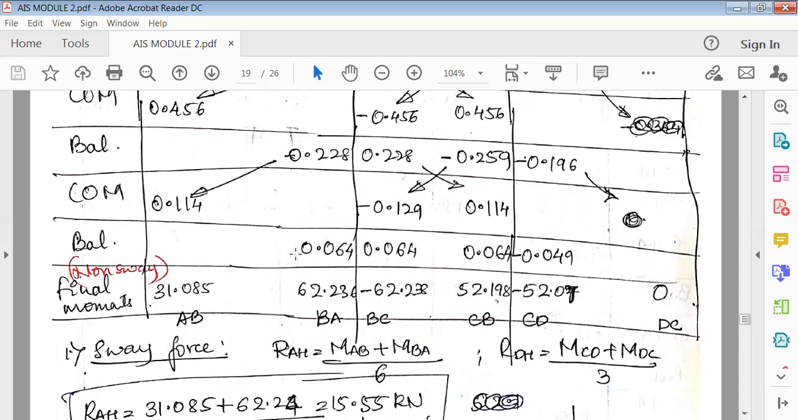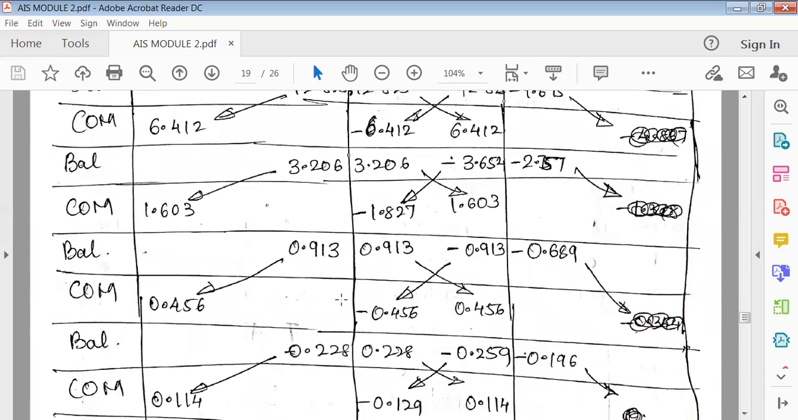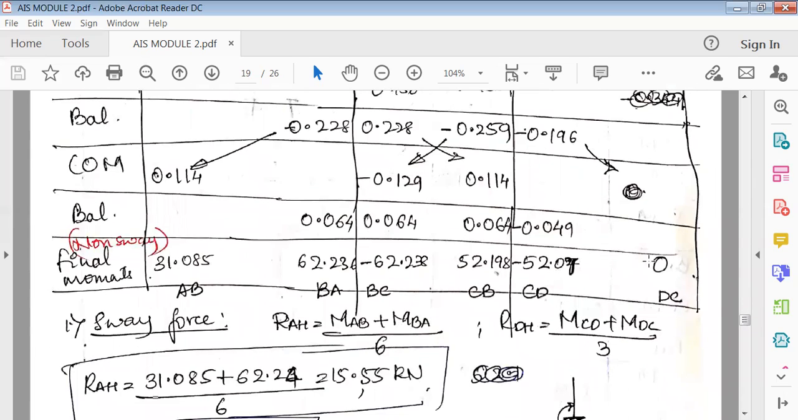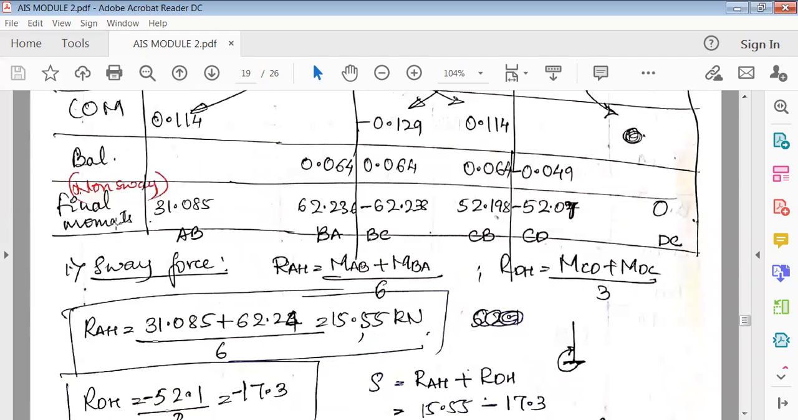So the last step is balancing. Once you balance this, write the final moments. It's important to write these as non-sway final moments, because eventually in the table we are going to sum all of this up. So add all of these columns, continuously adding the columns here. So this is the non-sway analysis, and these are the final moments. This part is now over.